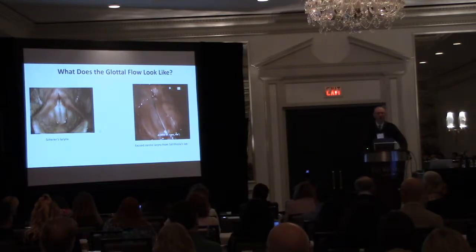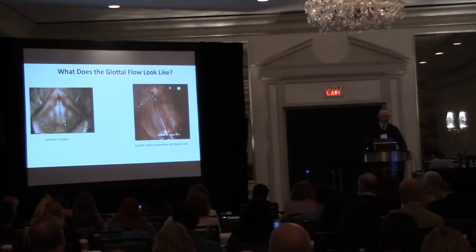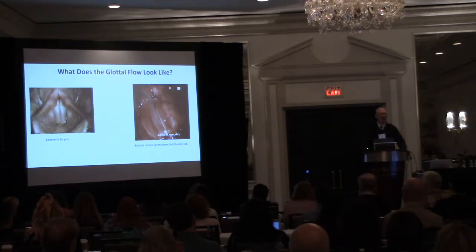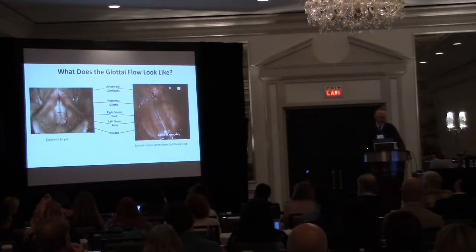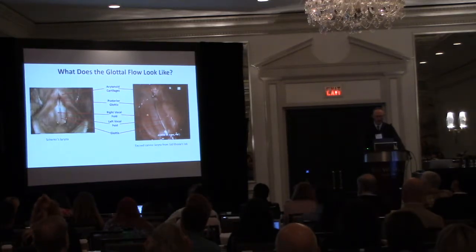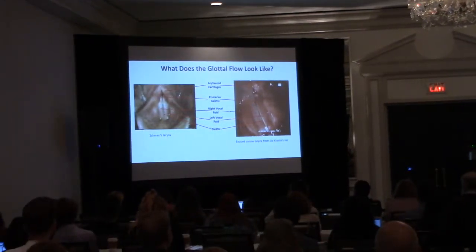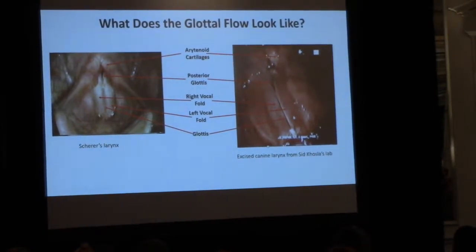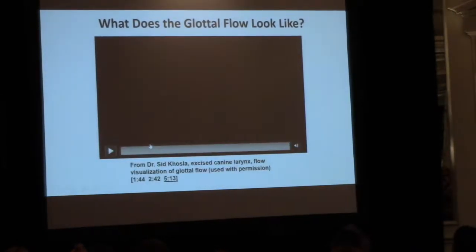So what's the glottal flow look like? This is so cool. I can't wait to show you. So here is a larynx that I have been familiar with for a while, and over here is a larynx that has come from an excised canine from Sid Kostla's lab. So he has allowed me to use this. And so what we have here, we have the arytenoid cartilages, these two specimens. We have the posterior glottis. Notice there's a little hole in both of those. And we have the right vocal fold, we have the left vocal fold, and the glottis is the slit between them. And you got to see this.